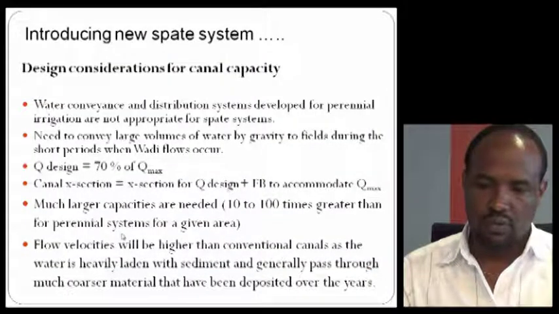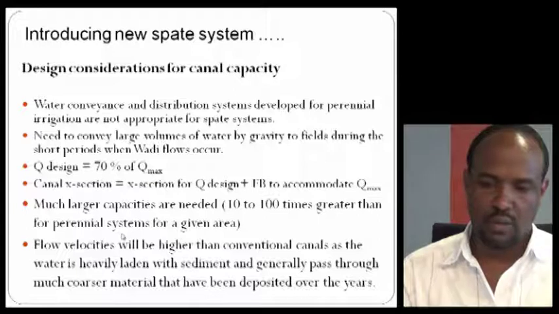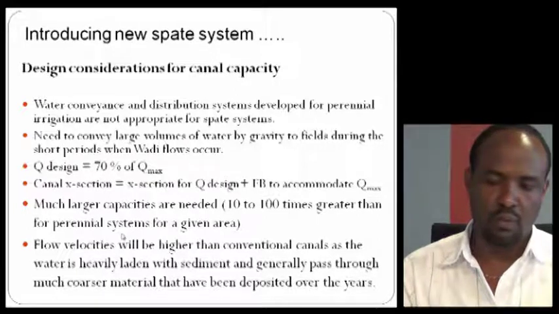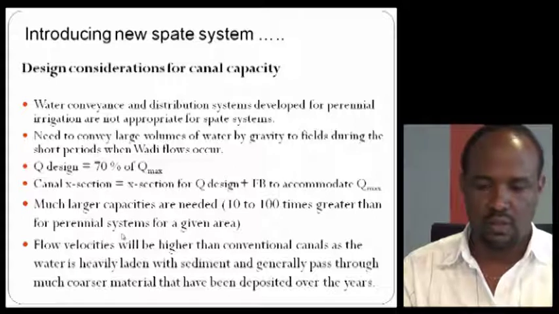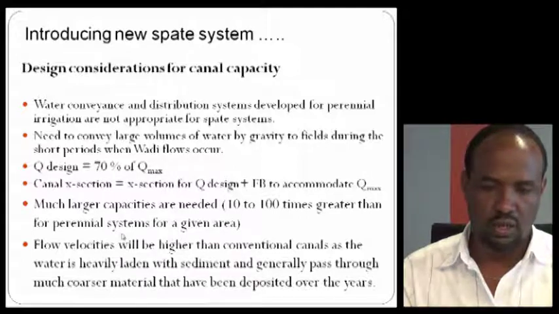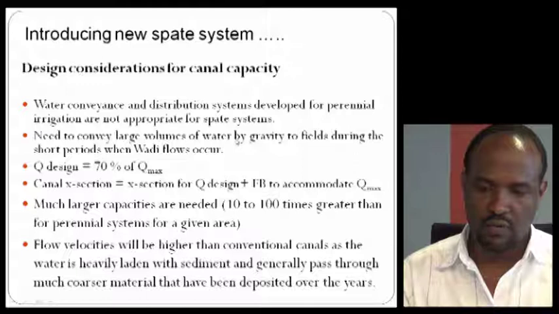The design consideration for canal capacity. Water conveyance and distribution systems developed for pioneer irrigation are not appropriate for Spate systems, because of the sediment concentration and other issues; even the flows are uniform in the conventional but not in the Spate. All these issues make the water conveyance and distribution systems developed for pioneer not too suitable for the Spate system. Then we need to convey a large volume of water by gravity to fields during the short period when wadi flow occurs. This is typical of Spate systems.